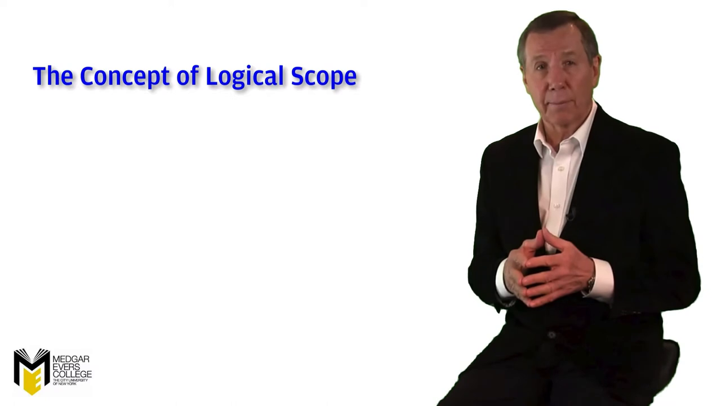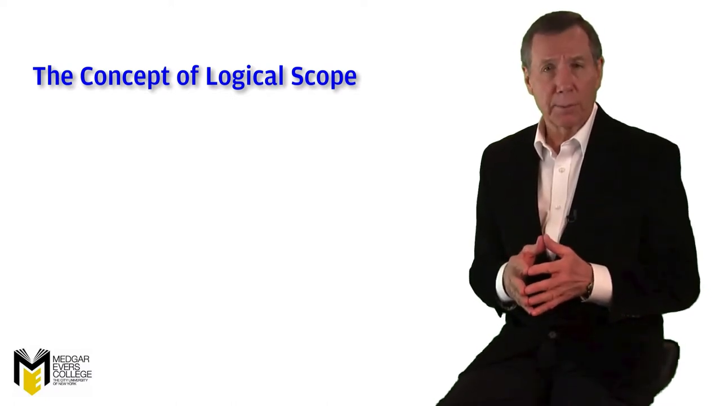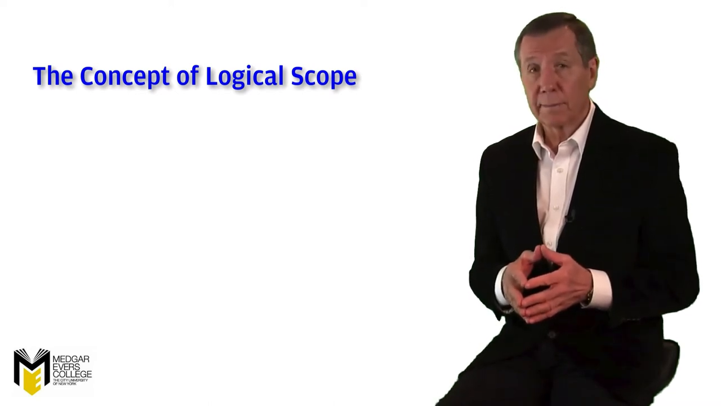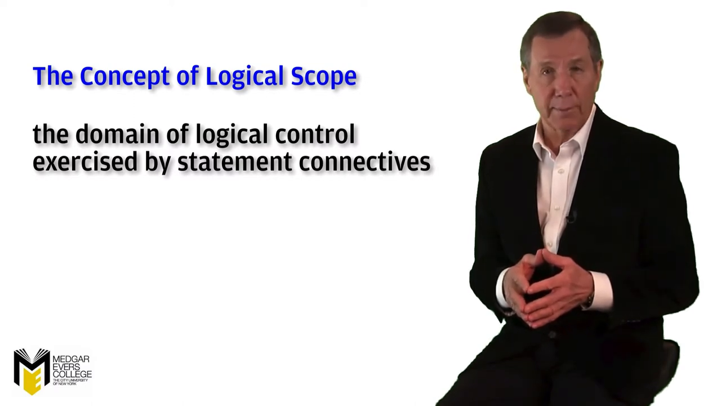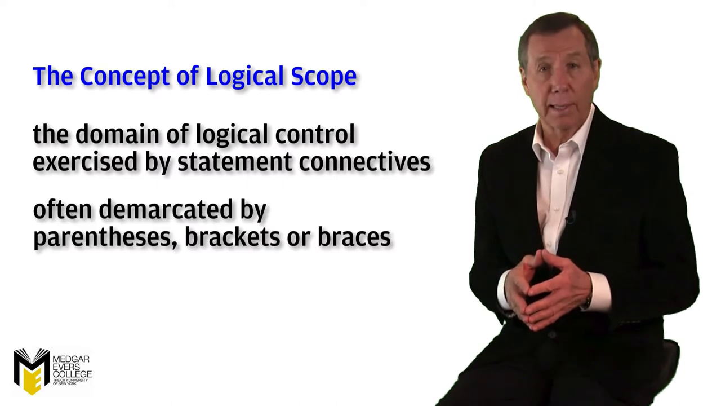Let's take another example, this time one with only a single variable, but with multiple connectives, in order to explore the concept of scope, which we can define as the domain of logical control exercised by a statement connective. Often, the scope of a connective is demarcated by parentheses, brackets, or braces.